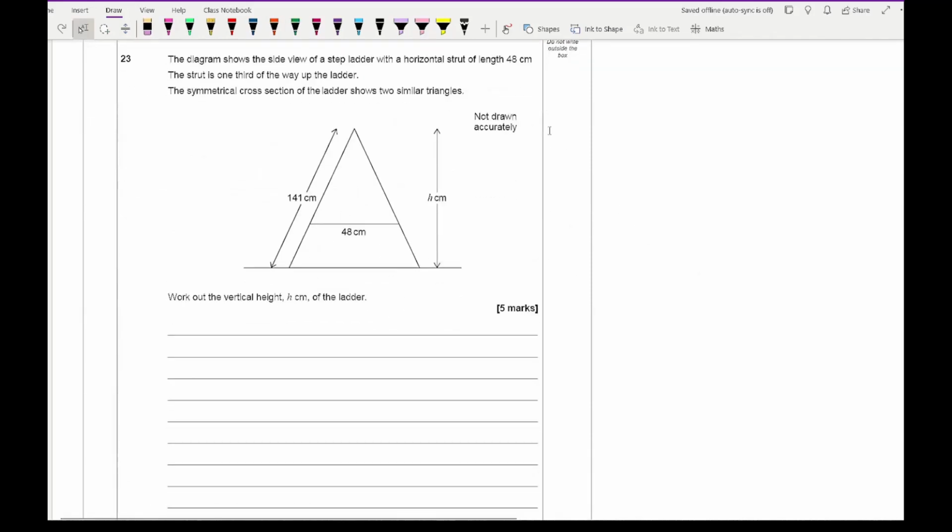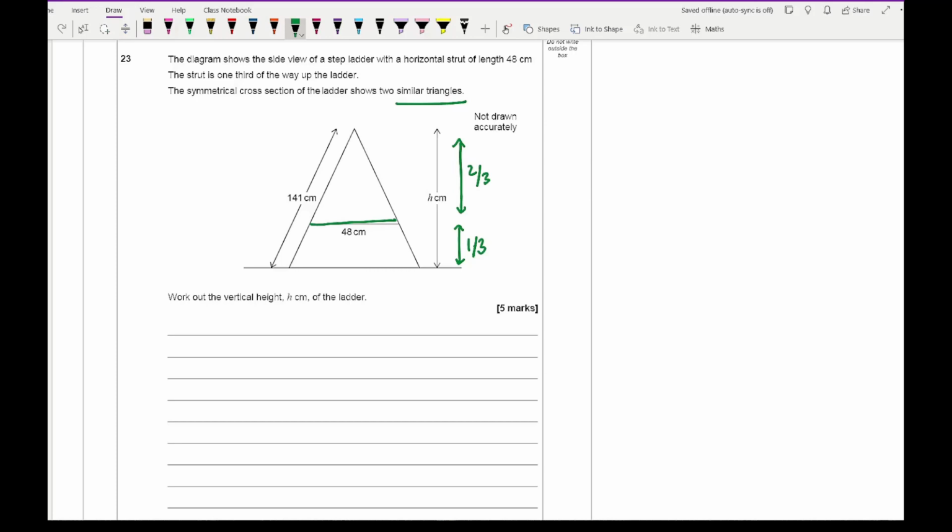Then moving on to question 23, it says the diagram shows the side view of a step ladder with a horizontal strut of length 48 centimeters. The strut is 1/3 of the way up from the ladder, so this is 1/3, 2/3, and the symmetrical cross section of the ladder shows 2 similar triangles. Again, we're looking at similar triangles.